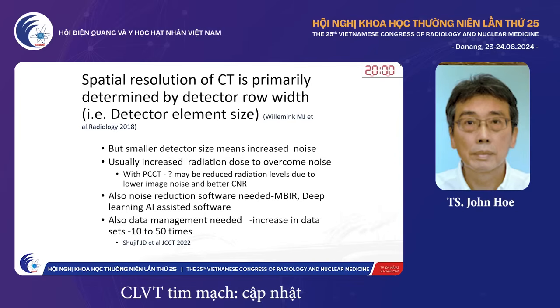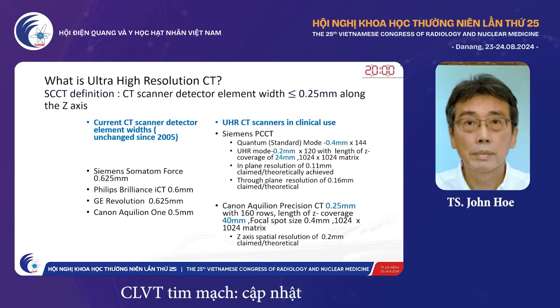is a huge increase in the data sets that are generated, so you need to have increased server space, as the data can increase by 10 to 50 times. So what is high resolution CT? The SCCT definition is a CT scanner detector element with less than 0.25 mm along the Z-axis. All the scanners that we are currently using have had detector width elements unchanged since 2005.